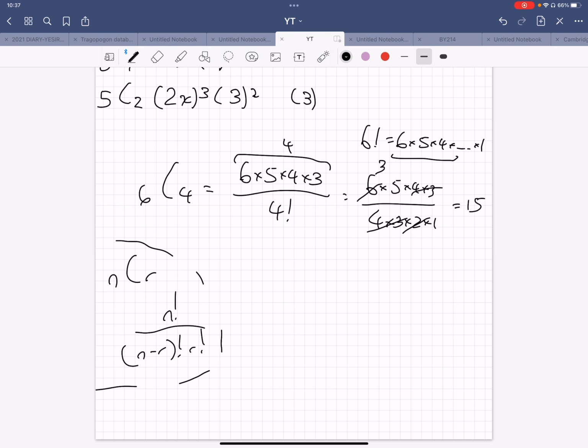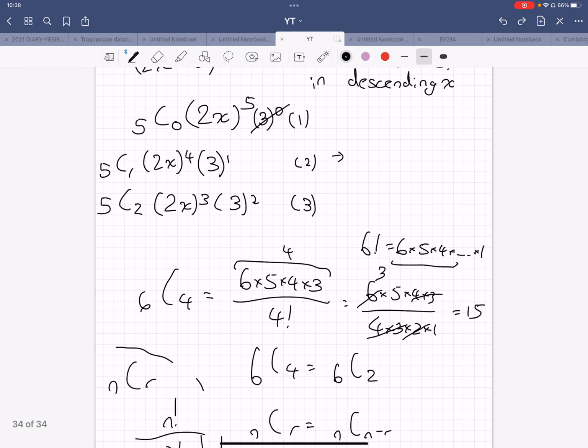And another property I guess you should know is that 6 choose 4 is equal to 6 choose 2. So another, more broader way to say this is n choose r equals n choose n minus r, because if we use this formula, if we just do n minus r in, you get the same value. And yeah, so that's basically how you do combinations.